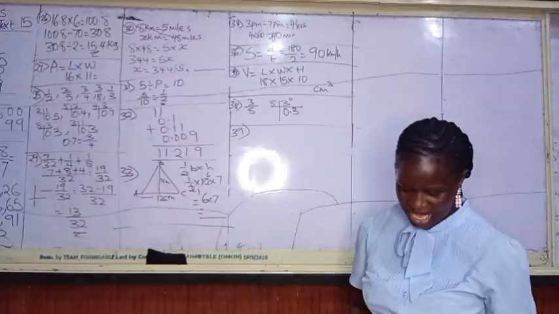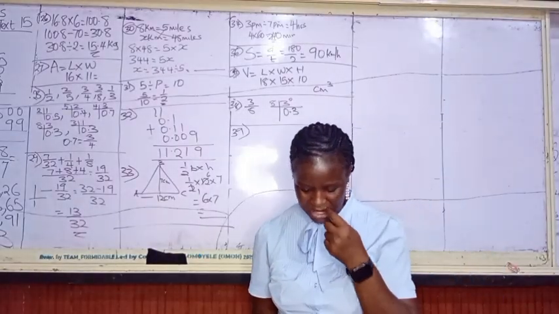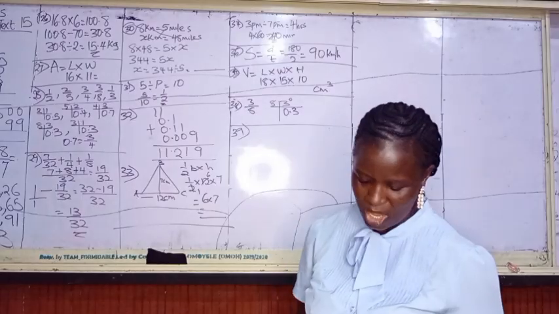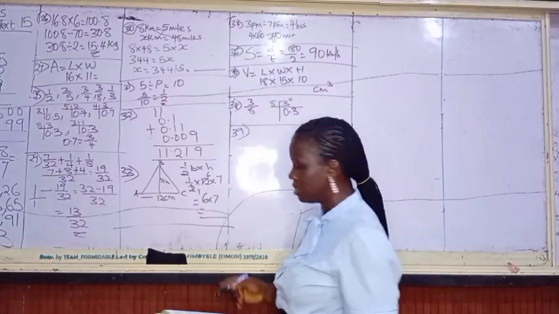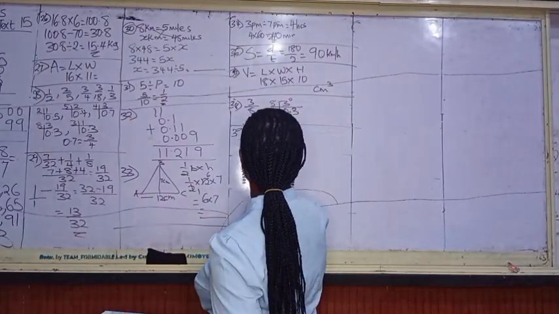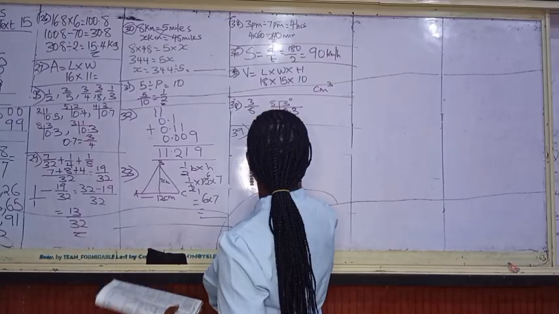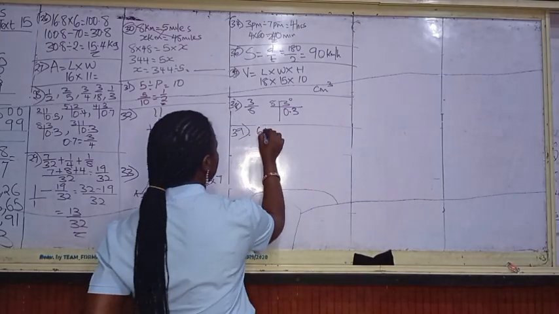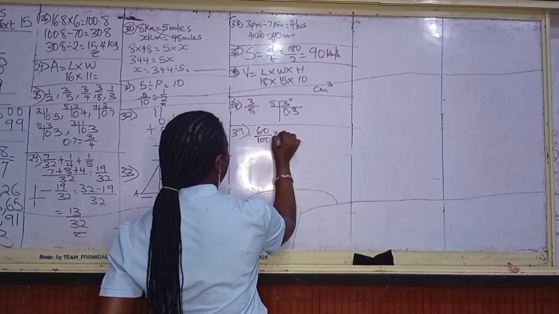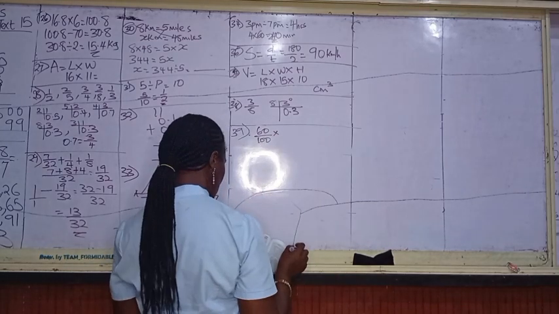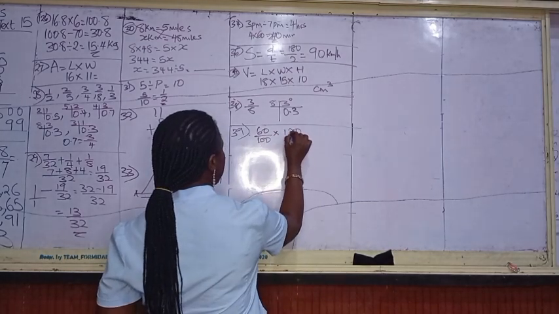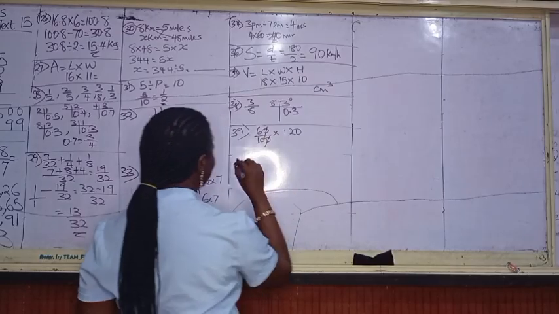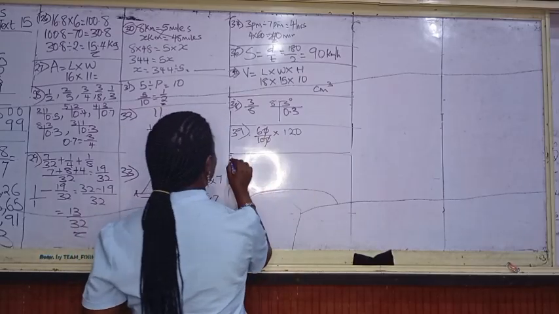Number 39, if a pupil had a score of 60%, how many marks out of 120 did he obtain? That will be 60 over, any number that carries the percent carries the over 100. You multiply it by 120. So we have 60 over 100 multiplied by 120. So this can take care of this. Then you continue like that until you get your final answer.